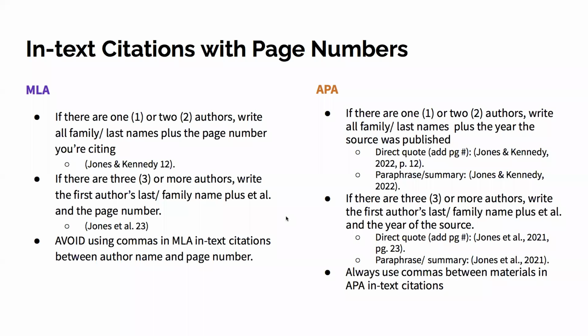In APA, on the other hand, if there are 1 or 2 authors, you should write all family last names plus the year the source was published. You should only use page numbers if it's a direct quote, and page numbers come at the end. So Jones and Kennedy, the year, which is 2022, and then page 12. For paraphrasing and summary, you leave out the page numbers. If there are 3 or more authors, you follow the et al. rule that's the same for MLA. You should write the first author's last or family name plus et al. and the year of the source. If it's a direct quote, you can also include page numbers. Unlike MLA, in APA you always use commas between materials in in-text citations.